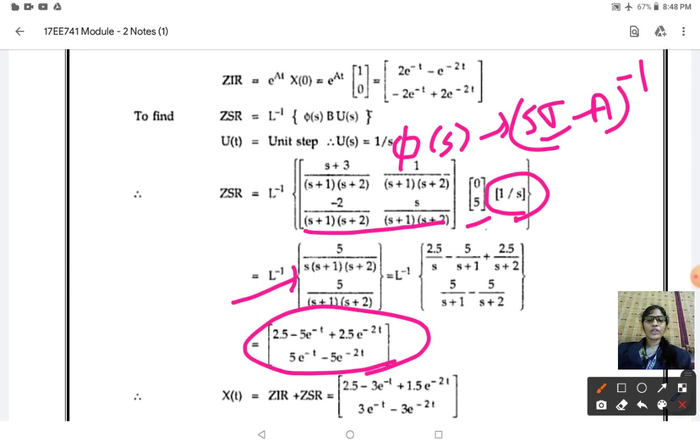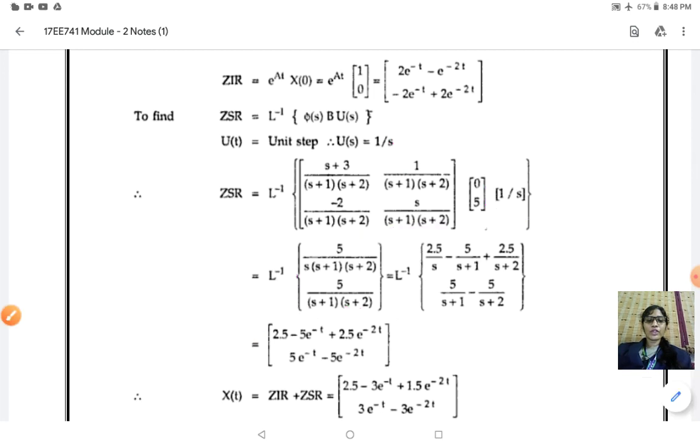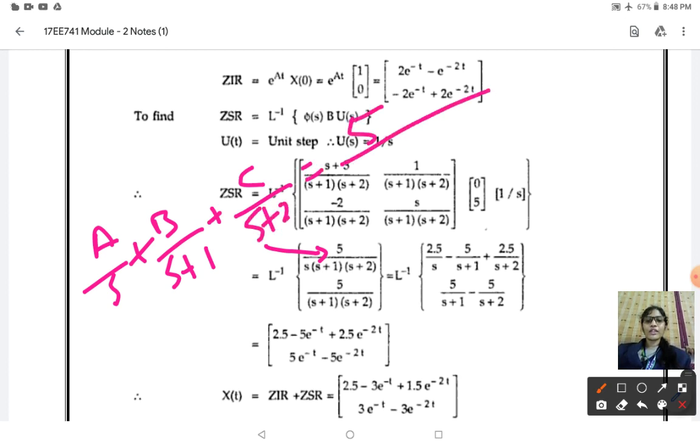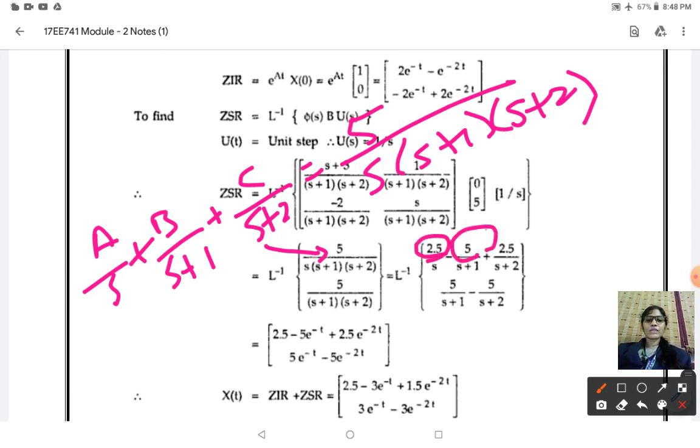How are we going to solve the first? We are going to solve this first step as A divided by s plus B by s plus 1 plus C divided by s plus 2 is equal to 5 divided by s into (s plus 1) into (s plus 2). By using the partial fraction method, if you solve, you will obtain A value as 2.5, B value as minus 5 and C value as 2.5.